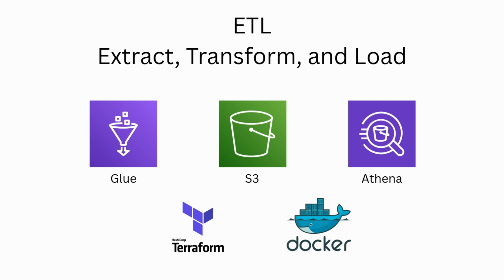Today we're going to build a production-ready ETL pipeline. It's going to be an AWS project, an end-to-end project using AWS Glue for transformation. We're going to use AWS S3 for storage, Athena for SQL analytics, and everything is going to be provisioned with Terraform. It's going to be fully automated, trigger-based, and analytics ready.